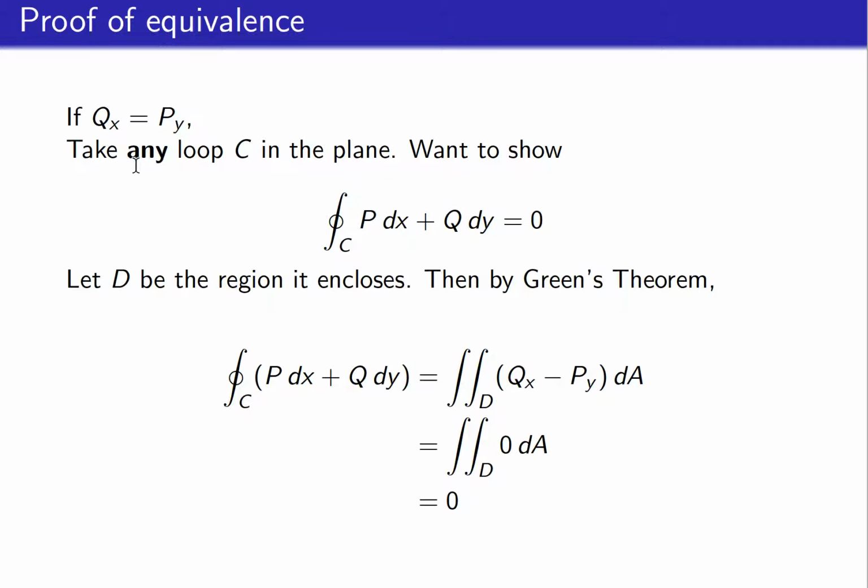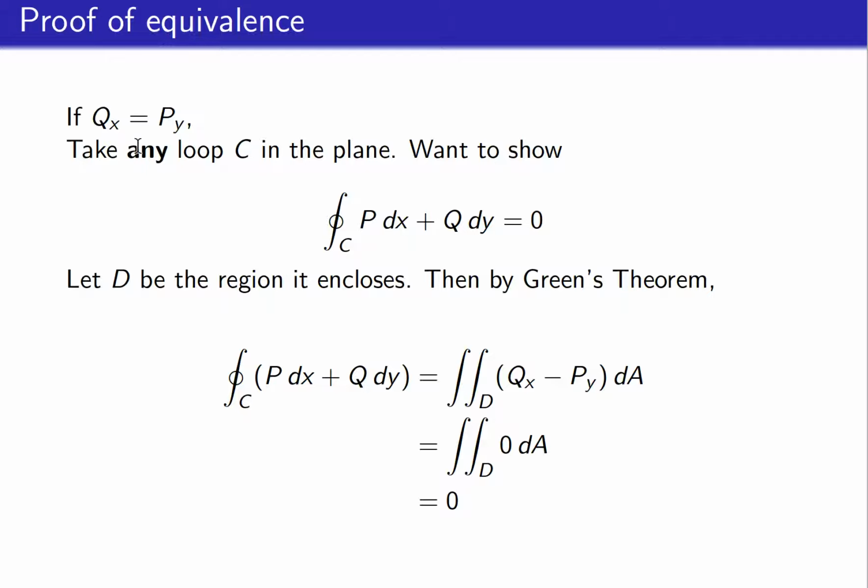So let C be any loop in the plane. We want to show that this integral is equal to 0. This loop is going to enclose some region, call that D. Then by Green's theorem, this is equal to this. And if q sub x equals p sub y, then this is 0. So we're integrating 0, and when I integrate 0, I get 0. And there we go. The integral of p dx plus q dy is equal to 0.